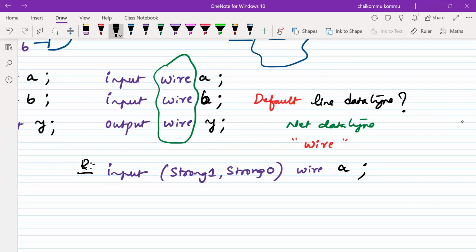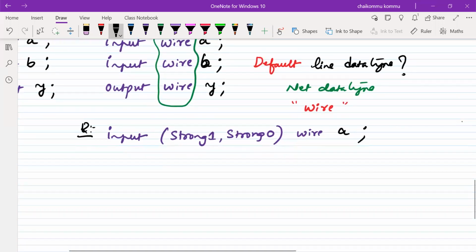What do you mean by this? A is the name of the line. It is a net data type, and its values will take a strength of strong 1 and strong 0. That means whenever we have a logic 0, it has a strong strength, and logic 1 has a strong strength also. Instead of writing this, we can omit all these things and simply write, or sometimes another way also. We will write one more example, then we can conclude. For example, it is a pull 1.